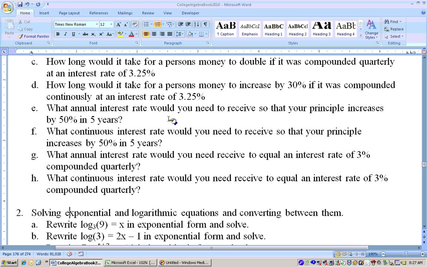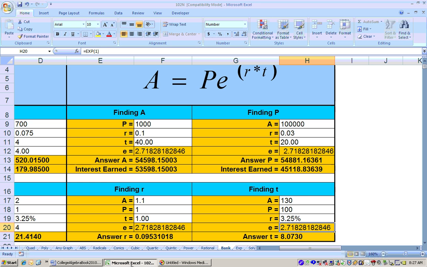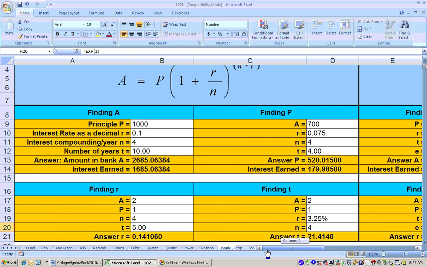Problem E says, what annual interest rate would you need to receive so that your principal increases by 50% in 5 years? Okay, what annual interest rate? So I'm over here on this side right here. Now we're finding out the rate to increase by 50%. So if you have $1 in here, we're looking at ending up with $1.50.